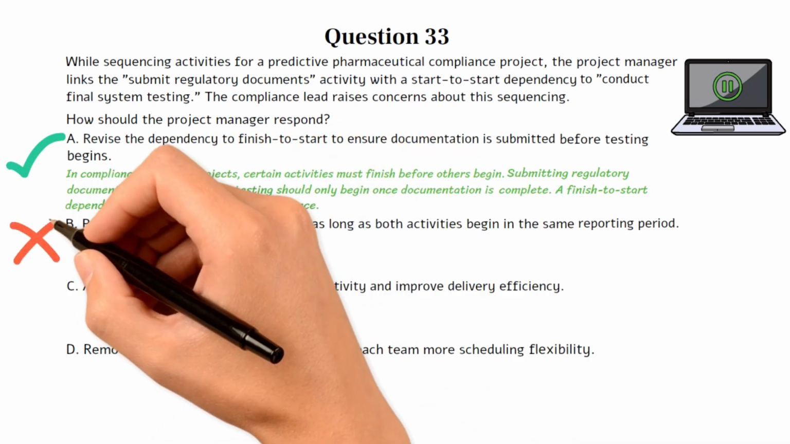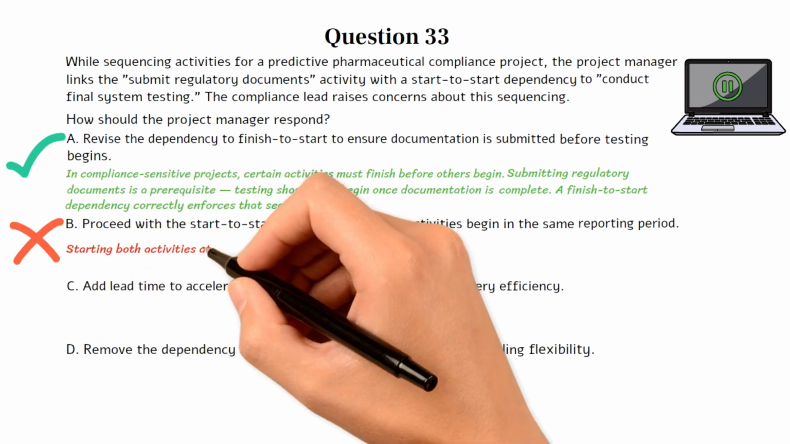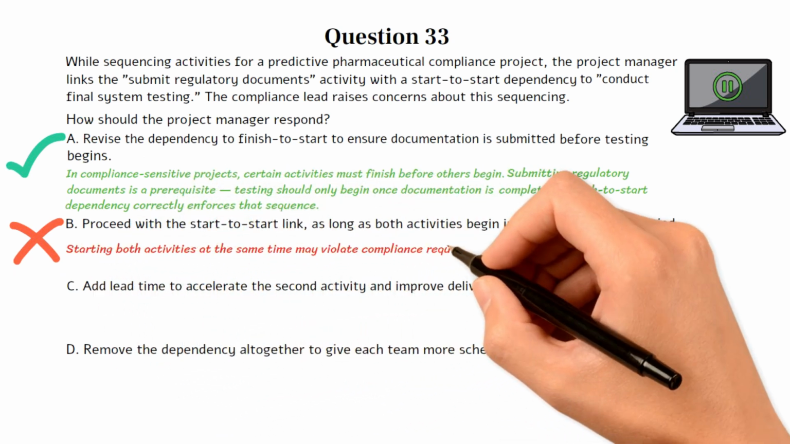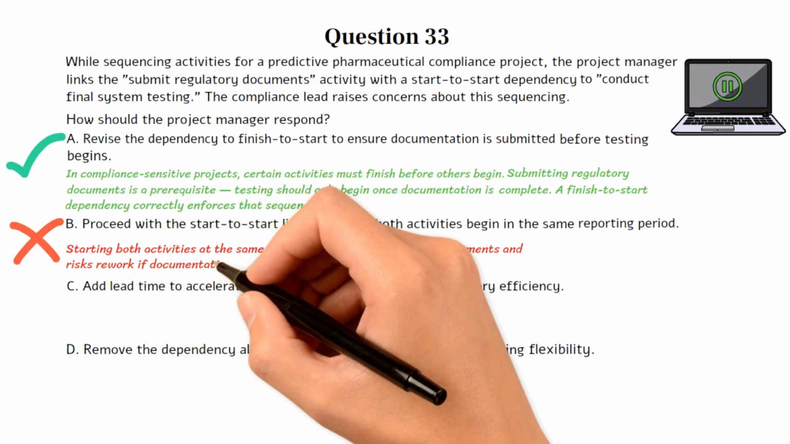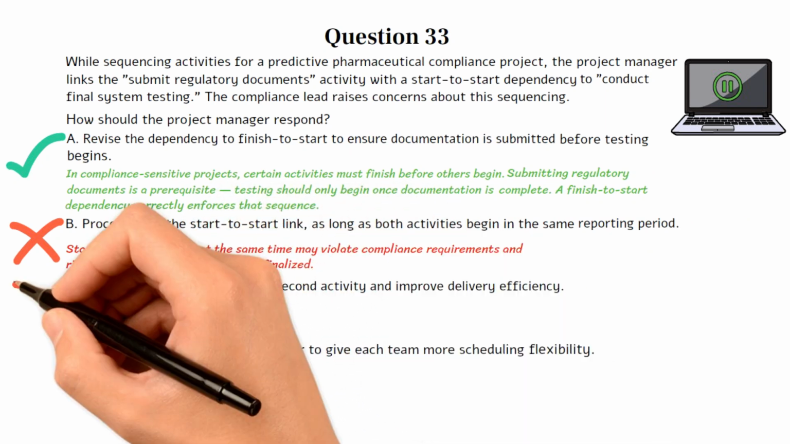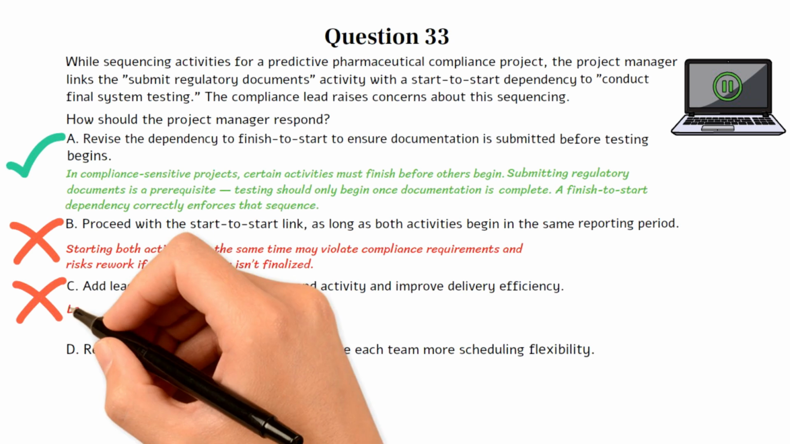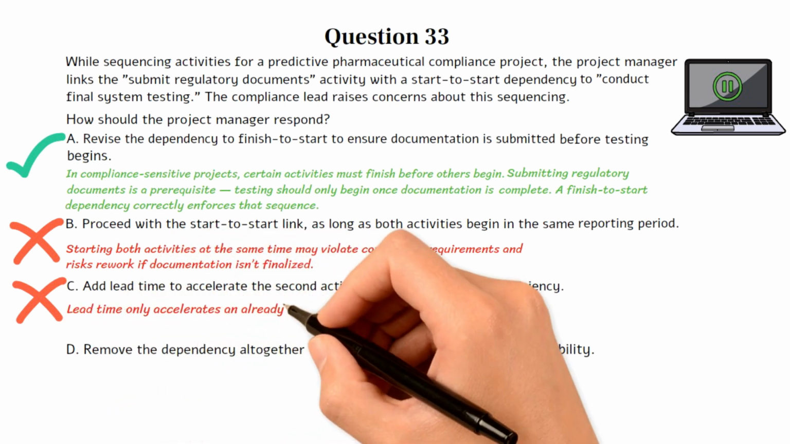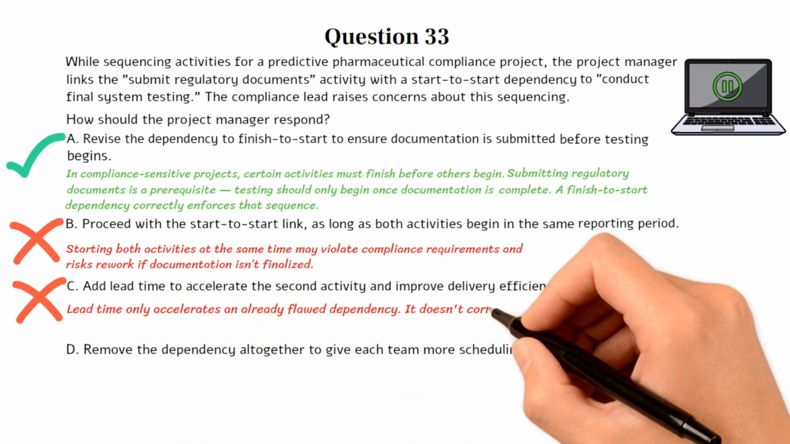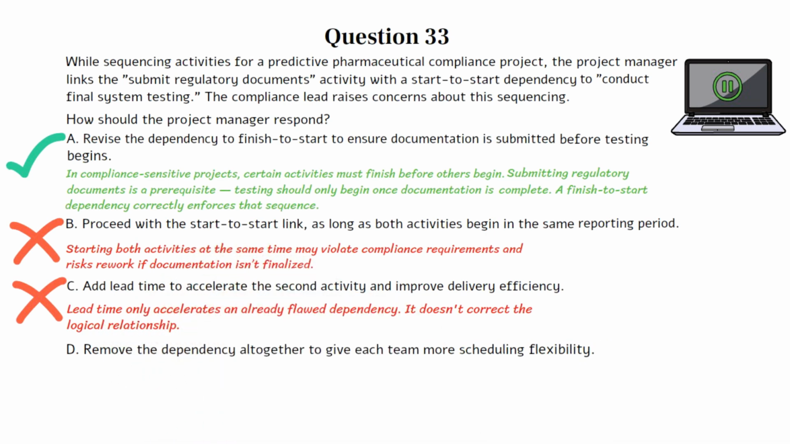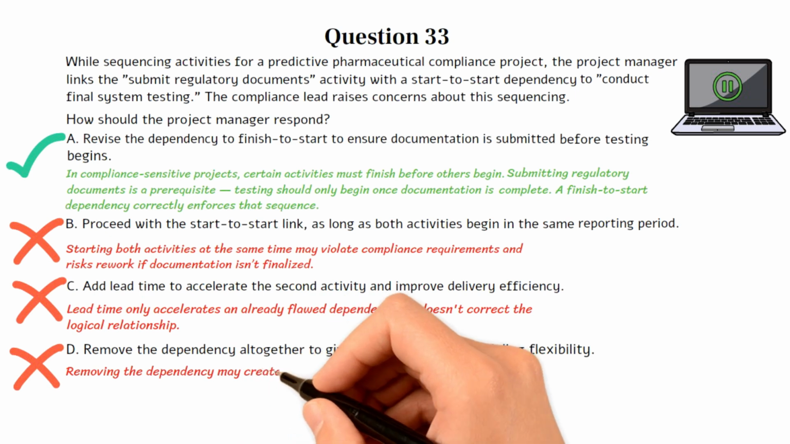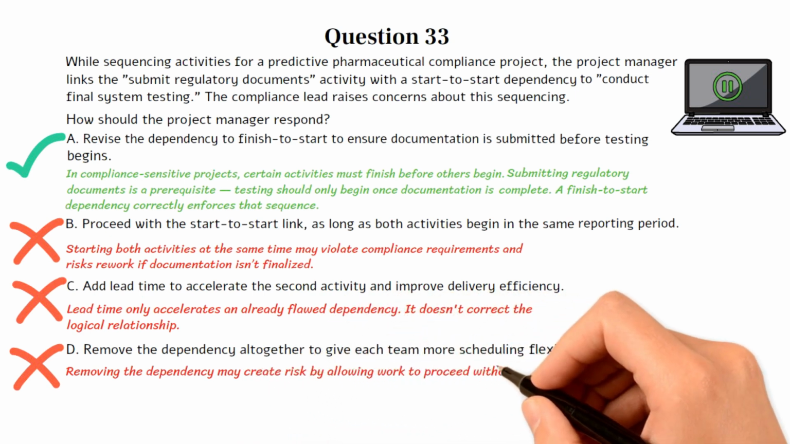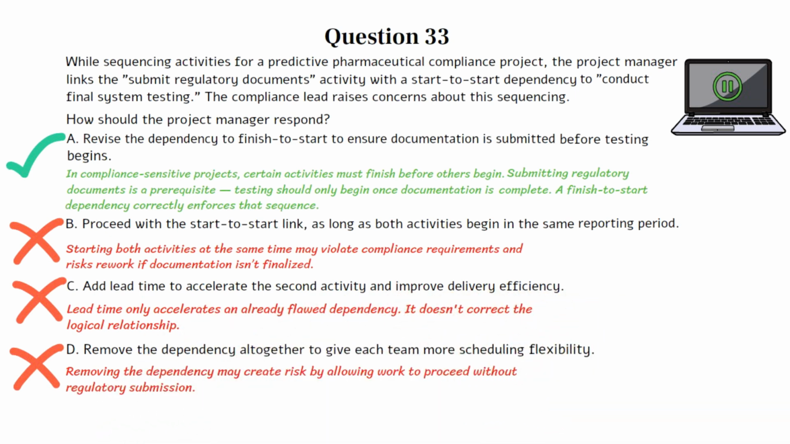Choice B is incorrect. Starting both activities at the same time may violate compliance requirements and risks rework if documentation isn't finalized. Choice C is incorrect. Lead time only accelerates an already flawed dependency. It doesn't correct the logical relationship. Choice D is incorrect. Removing the dependency may create risk by allowing work to proceed without regulatory submission. Let's move on to the next question if you're ready.